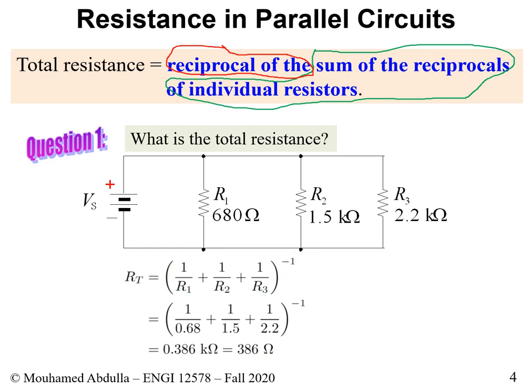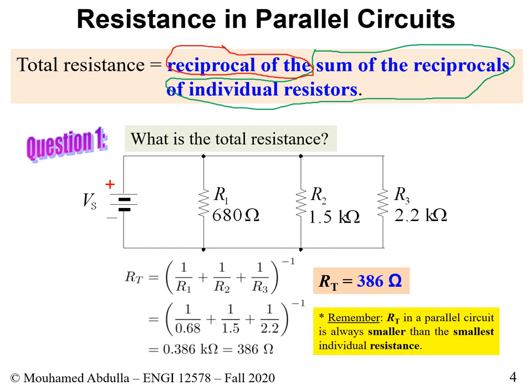That's it. So if we do it for this example, and we work the math, we get a total resistance of 386 ohm. Now notice this, in a series circuit, when you added the resistor, the total resistance was always larger than any of the individual resistors. In a parallel circuit, the total resistance will always be smaller than the smallest resistance. And in fact, this is what I wrote to you here. Remember this, this is very important. That's why I put it in yellow. The total resistance in a parallel circuit is always smaller than the smallest individual resistance.